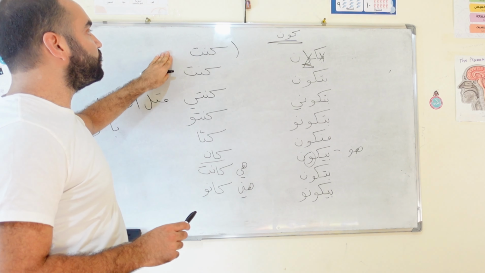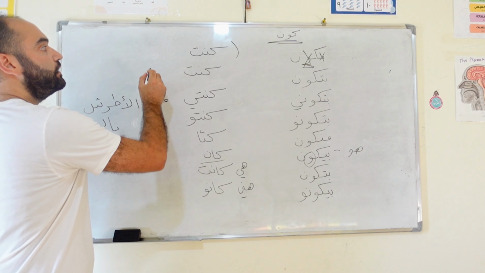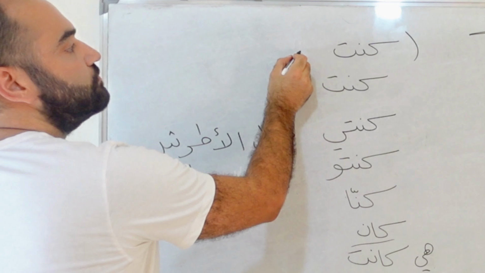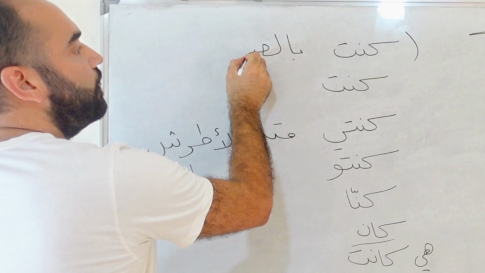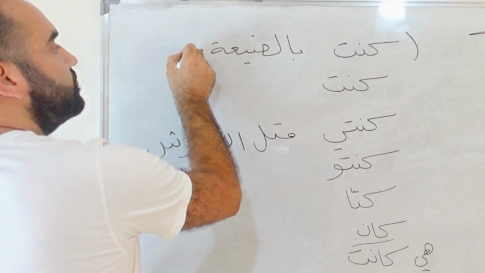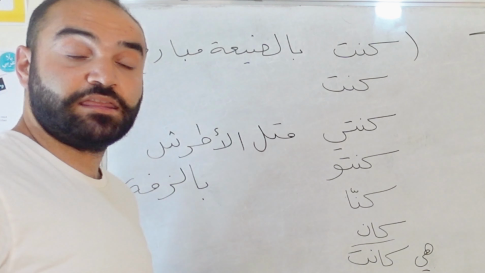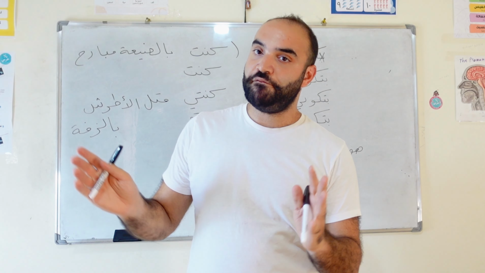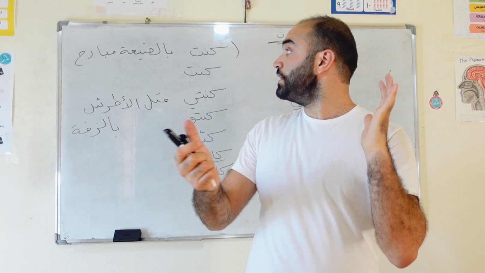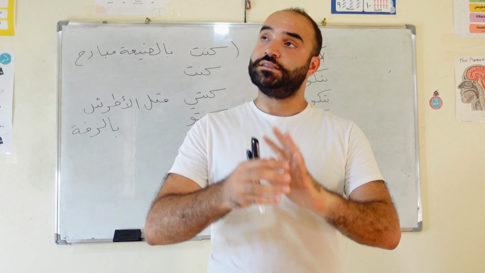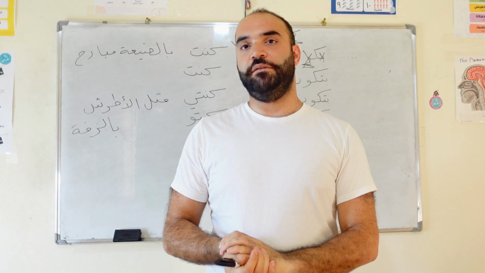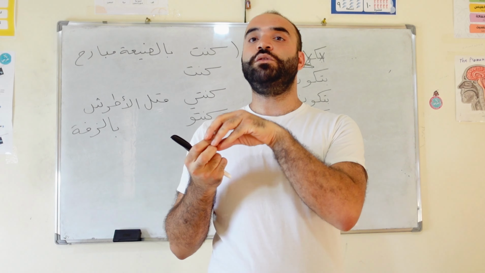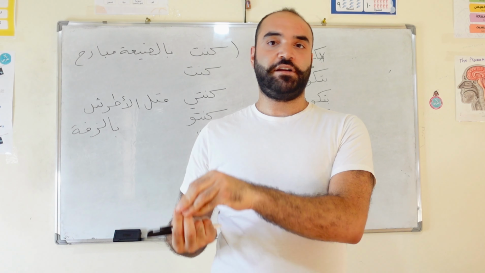Now if I want to give an example, I say كنت بالضيعة امبارح. I was at the village yesterday. تمام؟ So it was a fast explanation about the difference between بكون and كنت and where كنت comes from.